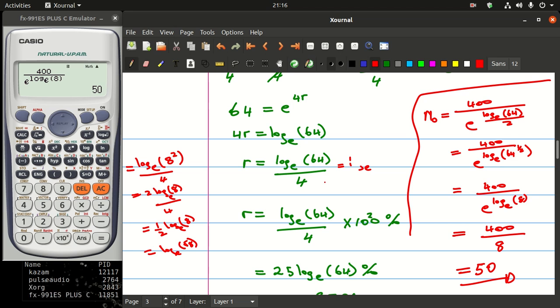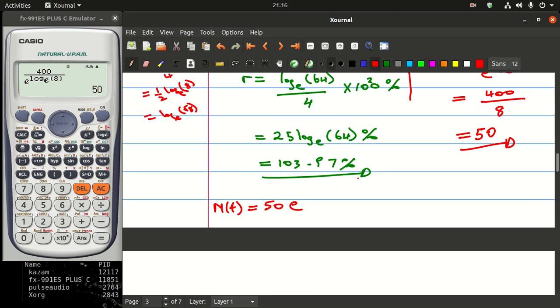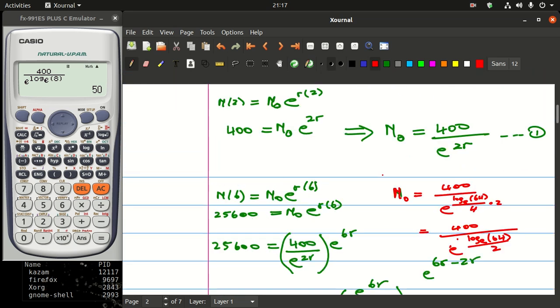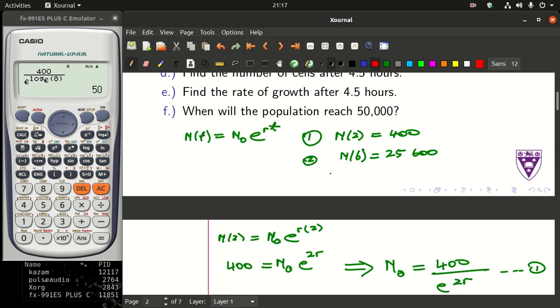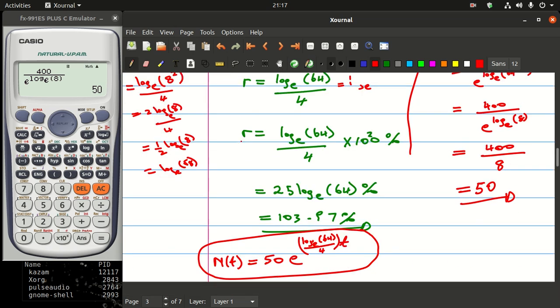So if now we're looking for this, it's going to be exactly as it was. So we are just going to place here log e of 64 all over a 4 times t, because this is our r. So this is the equation they are looking for here. We're just replacing the value of r and the value of n naught. So that's what we were looking for here.